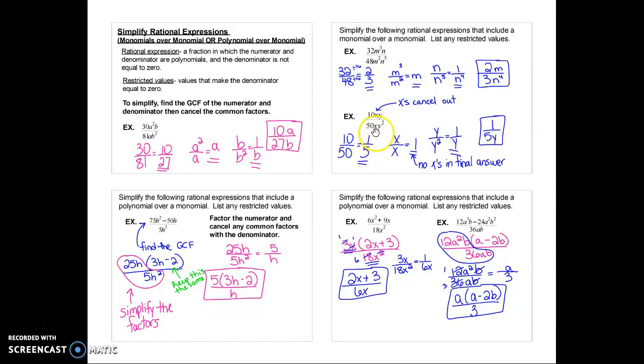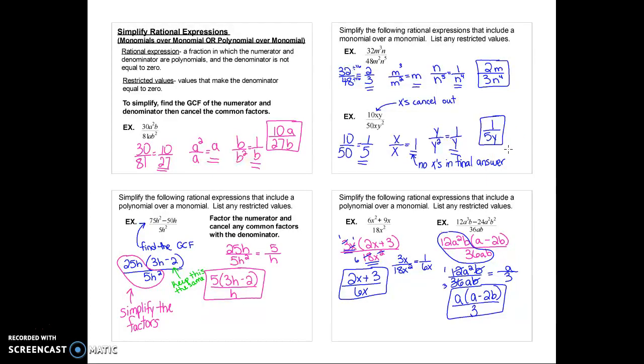Those completely cancel out. Your y's, on the other hand, you have 1 in the numerator, 2 in the denominator. So when you cancel there, you still have 1 left over in the denominator. So we have a 1 over a 5y for our final answer. Okay, you're just combining all of that back together.